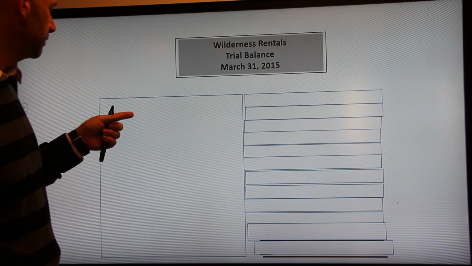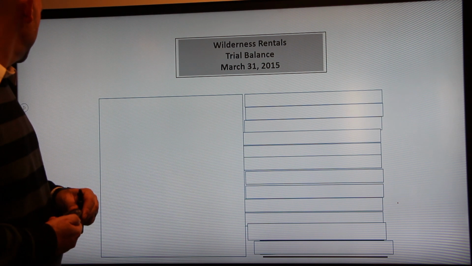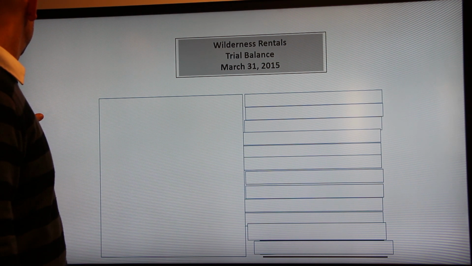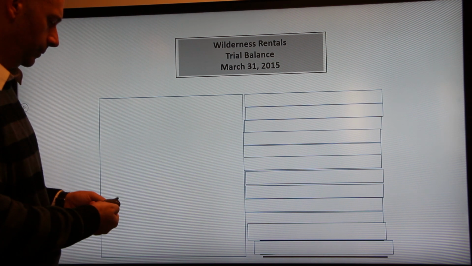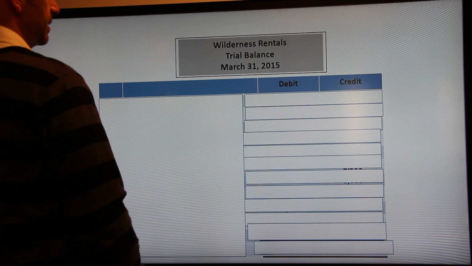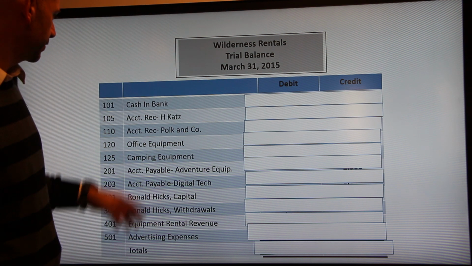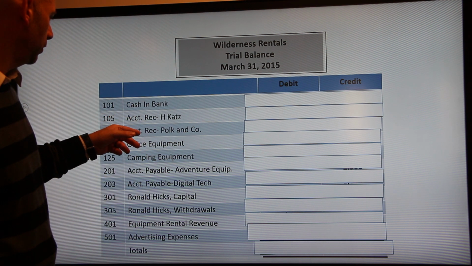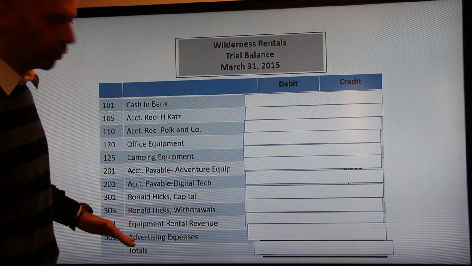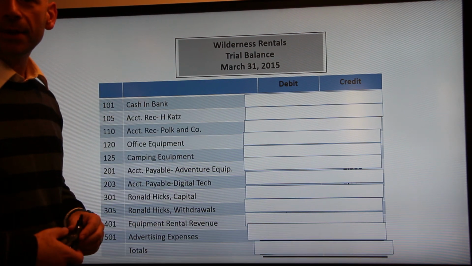So the first thing that we would list here are all of our accounts. And what you can see here, if we look here, guys, these are all the accounts that we use in the last ledger. So we listed cash and bank, accounts receivable, office equipment, just all of our accounts. We put the account numbers and the names of the accounts. Now we have to go and write in the amount.